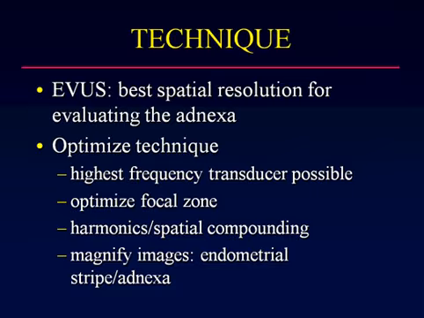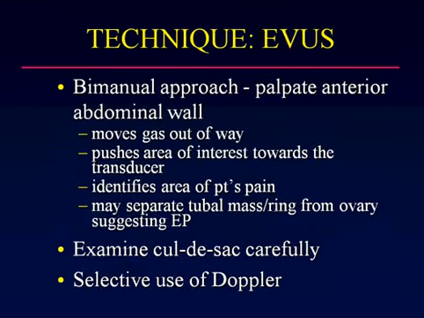You want to use any tricks that your high-end equipment might have that would improve spatial resolution, such as harmonic imaging or spatial compounding. And don't forget to magnify the images, particularly if you're looking at the endometrial stripe and the adnexa. We suggest using a bimanual approach when you're evaluating the female pelvis. By that, what I mean is that you want to palpate the anterior abdominal wall with one hand as you're holding the endovaginal probe with the other.